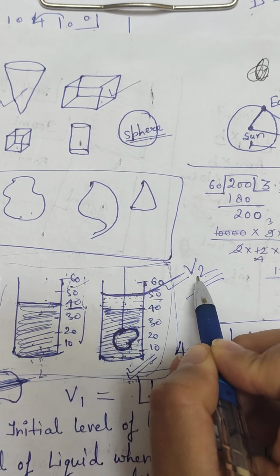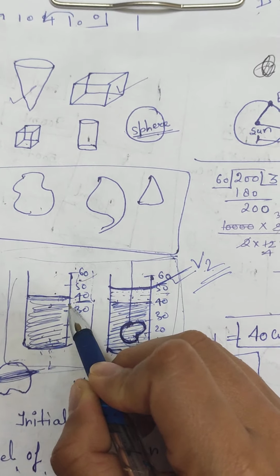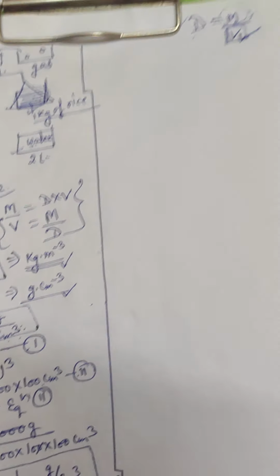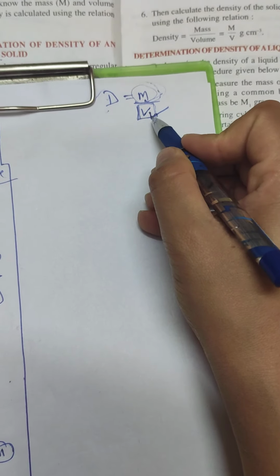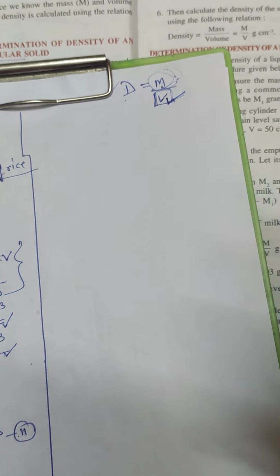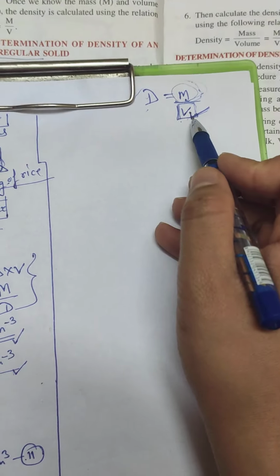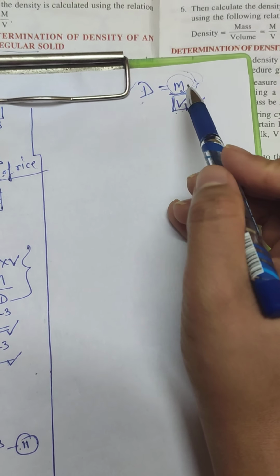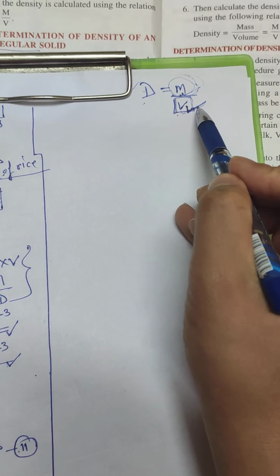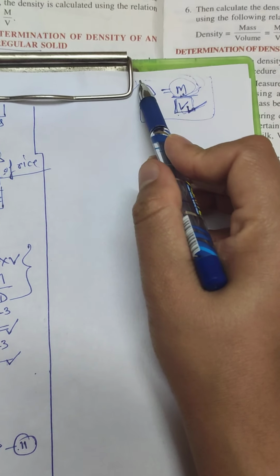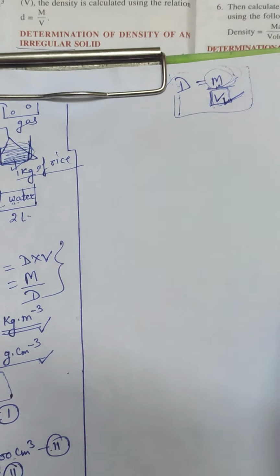Final level will be V2 and initial level will be V1. So this same formula you will use. Then this same procedure you will use to find out the volume of an irregular solid. And when you get the value of mass and volume, then you can find out the density of an irregular solid. Clear?